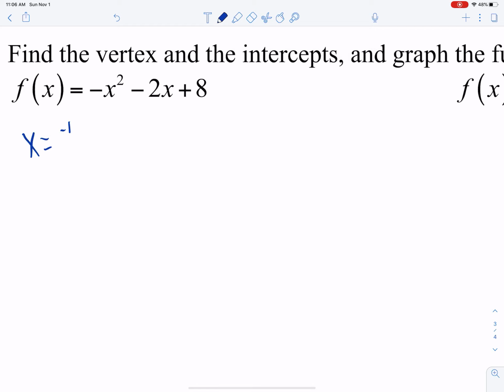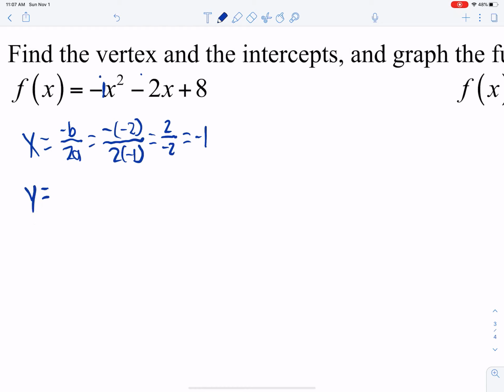To find the vertex, we use our opposite of b over 2a formula to get the x value. Here, b is negative 2. A, negative x squared, is the same thing as negative 1x squared, so a is negative 1. The negative of negative 2 is 2. 2 times negative 1 is negative 2, so we get negative 1 for the x part of the vertex.